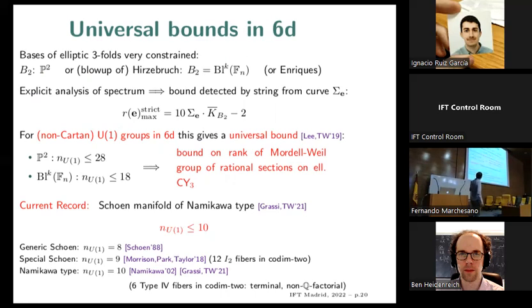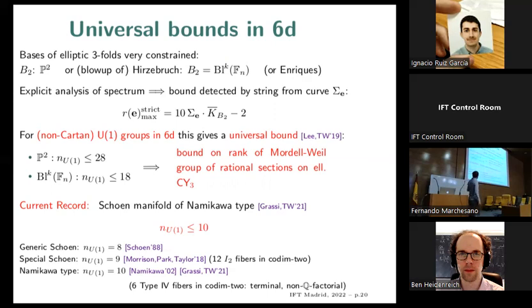And this, in fact, is a prediction for mathematics, because in mathematics, it is not known what is the maximal possible rank of the Mordell-Weil group for elliptic threefolds. It's an open question in arithmetic geometry. And these arguments make a prediction from physics. It can be at best 28.